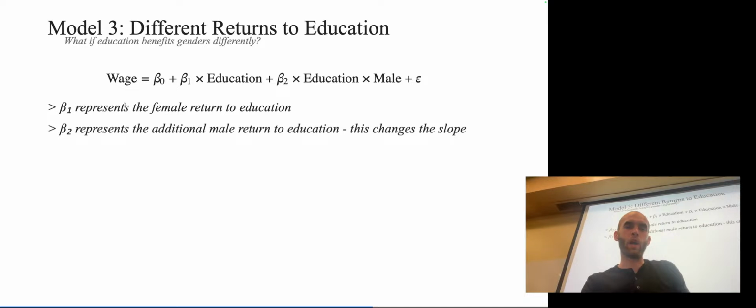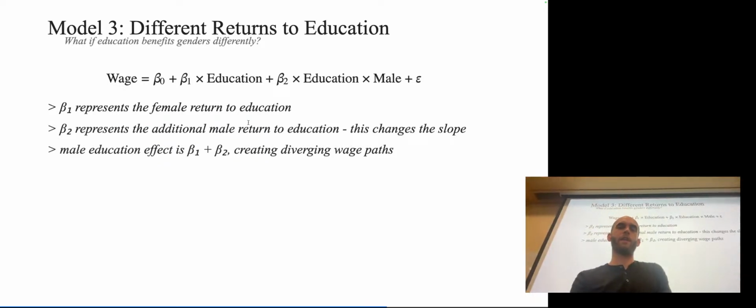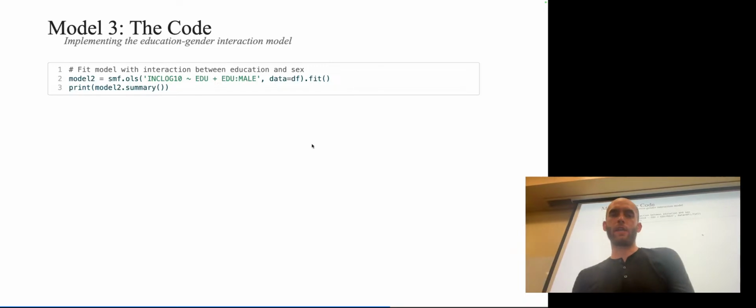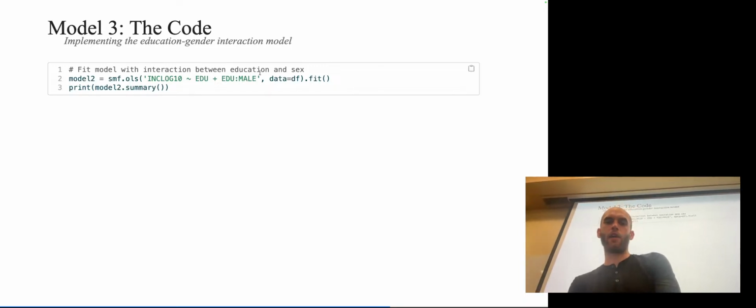Okay, so beta 1 is just the slope of education for those coded as 0, and then beta 2 is the additional returns to education. And then if you're just trying to get the returns to education for male, then you would add the two slopes. So beta 1 plus beta 2 would give you the diverging wage path. Okay, so this is how we code this up.